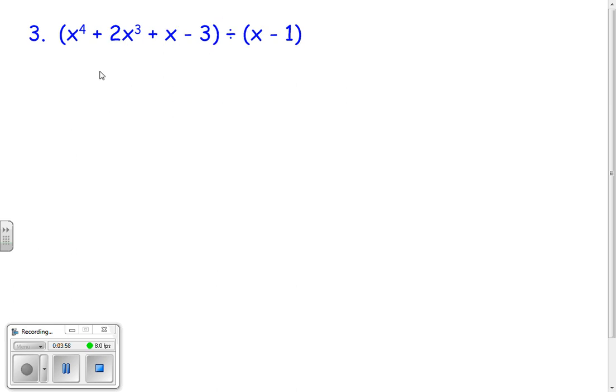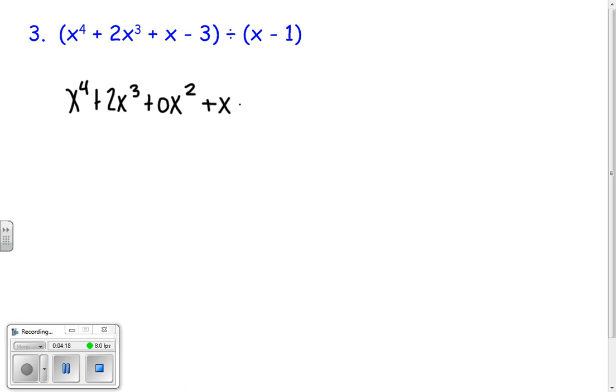Number 3 is considerably trickier because you see that it's a quartic and it does have its x cubed term, but it's missing an x squared. So if I were you, I'd take a second and rewrite the polynomial, x to the 4th plus 2x cubed, but then I'm going to write a plus 0x squared because it's not there. And I'm going to use that as a placeholder to hold my place when dividing.